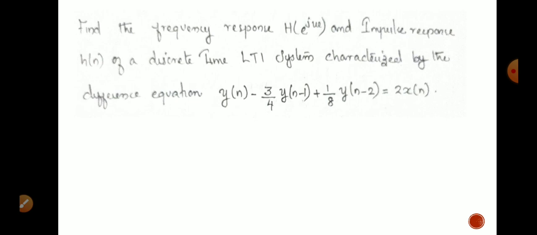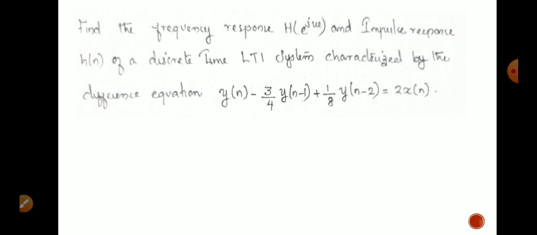To find the frequency response and impulse response, we have to take the discrete time Fourier transform on both sides of the equation and then group the Y of e raised to j omega and X of e raised to j omega terms on both sides. And taking Y of e raised to j omega by X of e raised to j omega, we get the frequency response of the LTI system.